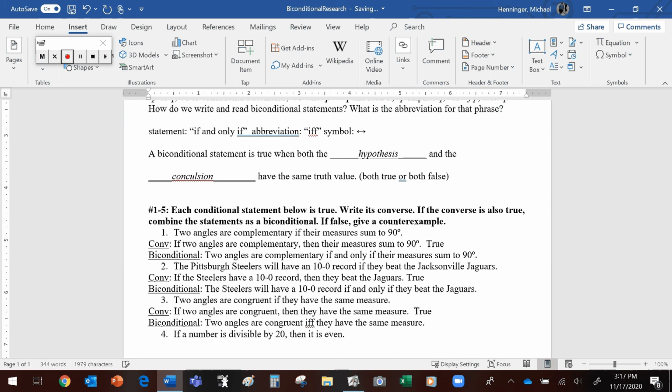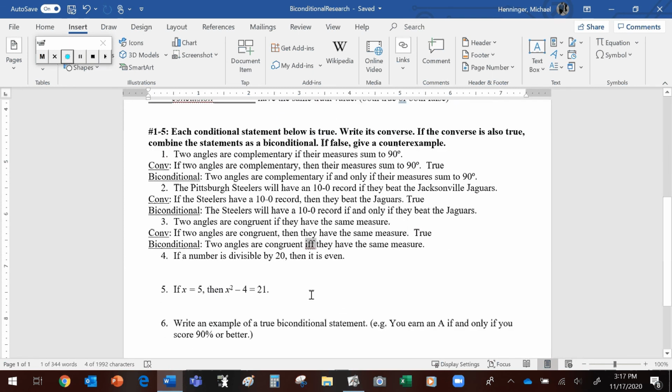Now notice if we type IFF for if and only if, Word is probably going to catch that, and most spell checks will catch that as a spelling error because that's an abbreviation. It's not an actual word. It's just something that we use in geometry. So check your autocorrect settings because there might be a possibility that it changes IFF to just IF, and those are two very different things. So either make sure that you check your autocorrect so that it doesn't replace that, or stick with using the phrase if and only if. Okay?